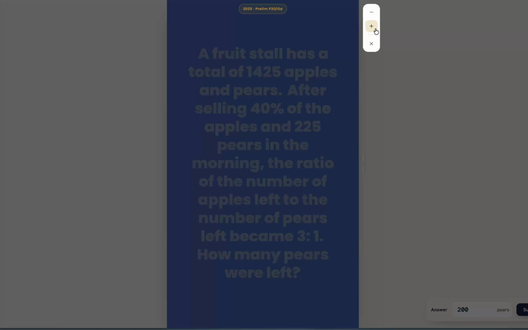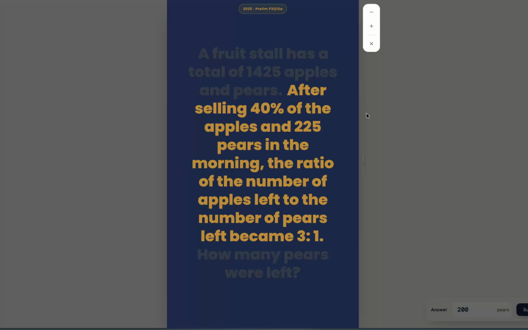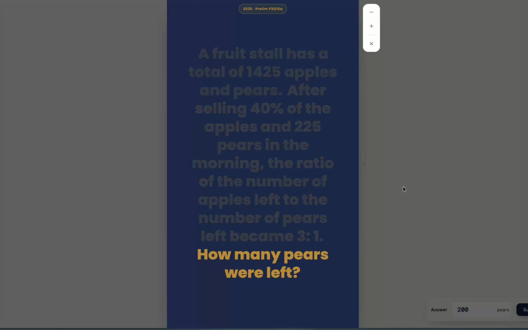All right. Question 15, part A. A fruit stall has a total of 1,425 apples and pears. After selling 40% of the apples and 225 pears in the morning, the ratio of the number of apples left to the number of pears left became 3:1. How many pears were left?